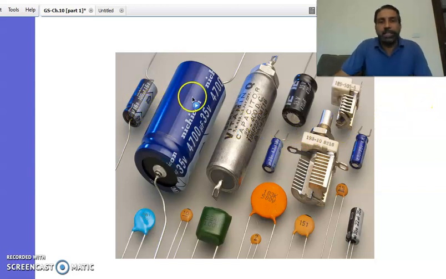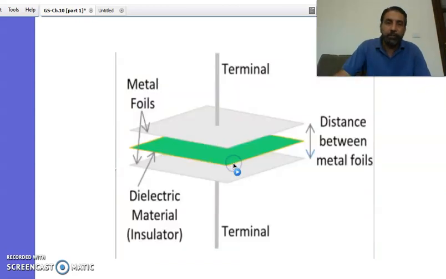Now, every device here is a capacitor. You see, they have different shapes. This is also a capacitor. This is a capacitor. In reality, what is a capacitor? We studied capacitors in second secondary last year, if you remember. What is a capacitor and what is the structure of a capacitor? In fact, this is a capacitor, as you studied last year.